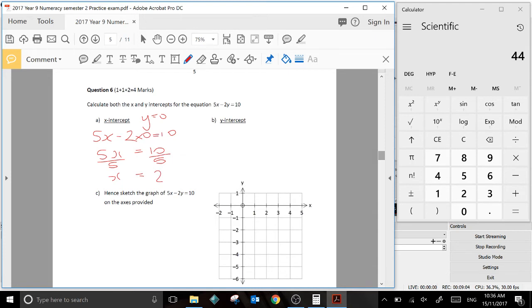Essentially 5x equals 10. You're answering the question 5 times what is 10? The answer x is 2. For the y-intercept, we've got to do the same thing, but we've got to make x equal to 0.